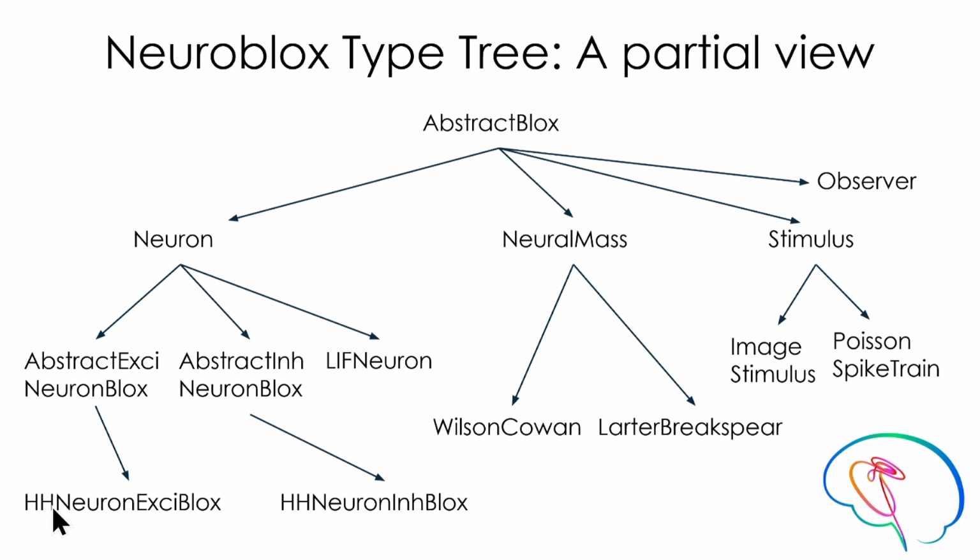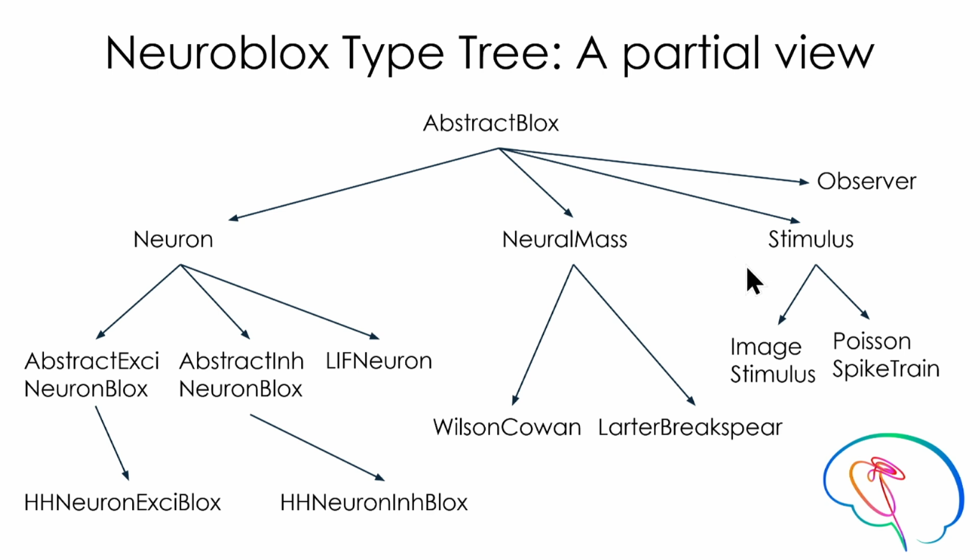We have Hodgkin-Huxley neurons. That's the HH always in NeuroBlox. So I have a Hodgkin-Huxley neuron that is explicitly designed to be excitatory, and likewise one that is inhibitory. And for neural masses, these are also split into multiple. If I recall correctly, there is no abstract type beneath neural mass, so we only have different neural mass blocks from the literature, like Wilson-Cowan or Larter-Breakspear.